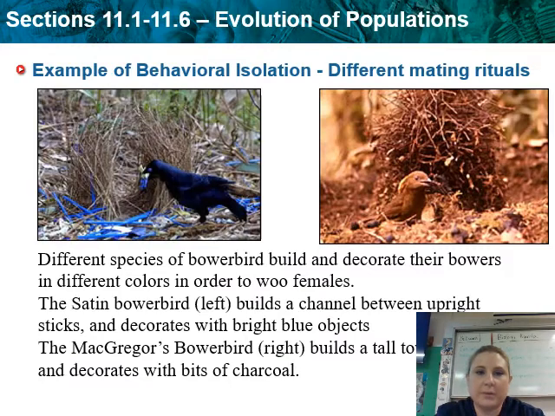So a little bit about behavioral isolation. What happens is some species of birds impress their mates in different ways, one of which is called a bower-billed bird, and they actually make these little houses. And they try to get the female by building the best houses, and they decorate them and all sorts of things.